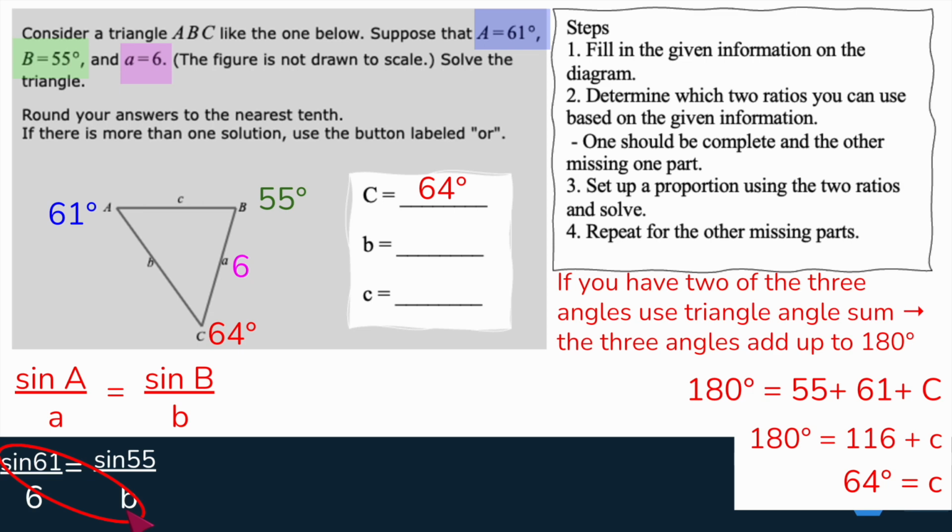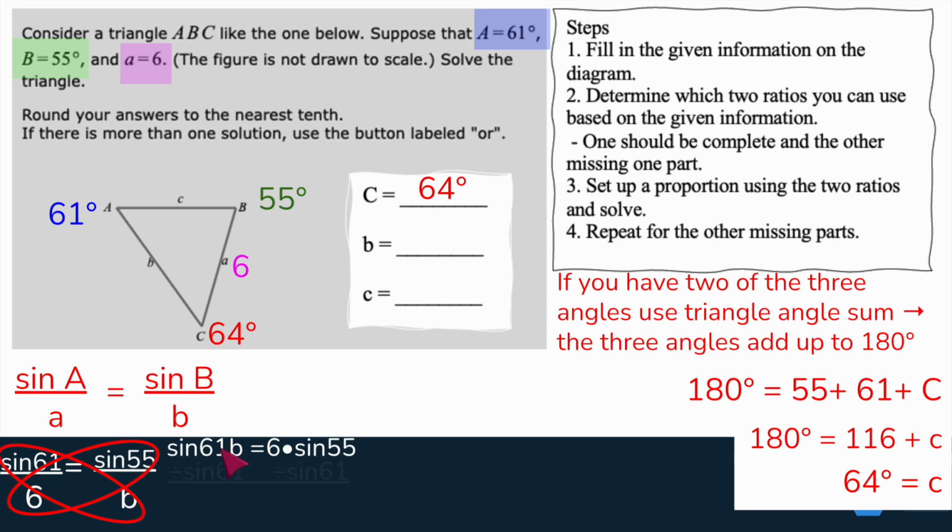So now I have a proportion. I'm going to cross multiply. So sine of 61 times B equals the sine of 55 times 6. Now, I haven't multiplied these together because I don't like doing intermediate computations. If I can wait until the very end, I'll do that because if you round within the problem, sometimes you will change the answer just enough that Alex will mark you wrong. So be careful about rounding within the problem. Usually it'll tell you don't do any intermediate computations or any immediate rounding in your computations.